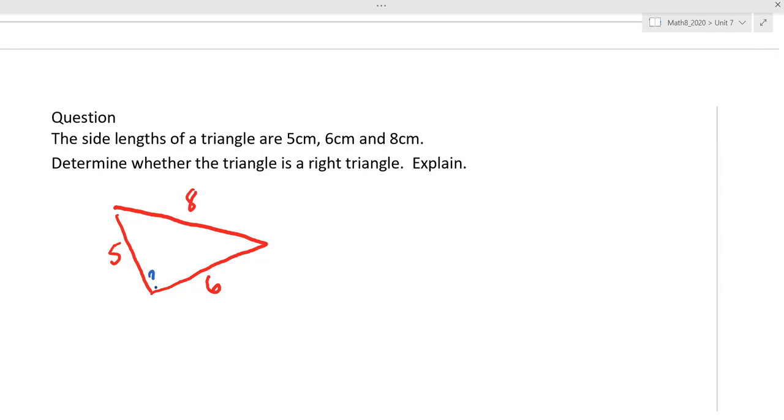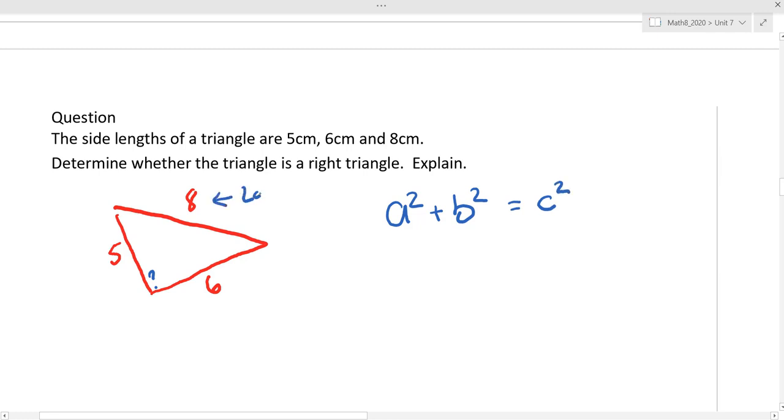Do they meet at 90 degrees? That's what defines a right triangle. The two legs have to meet at 90 degrees, and we can prove this. It is a right triangle if and only if a squared plus b squared is equal to c squared. This is our longest side, we can just tell from the number, so that is going to be our c squared here.